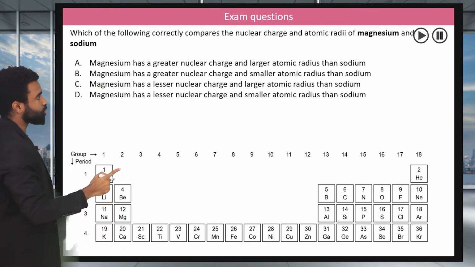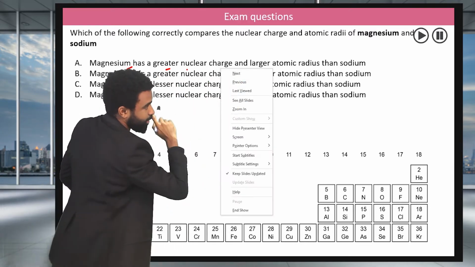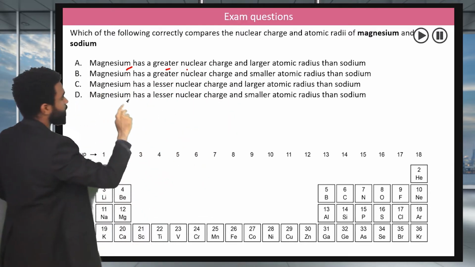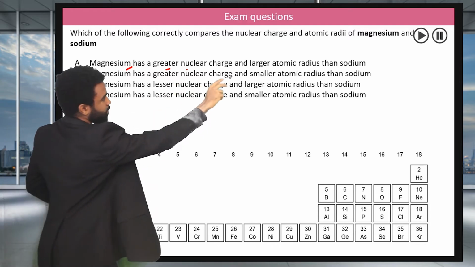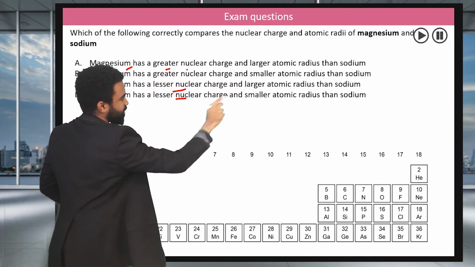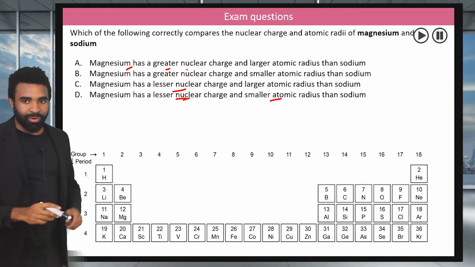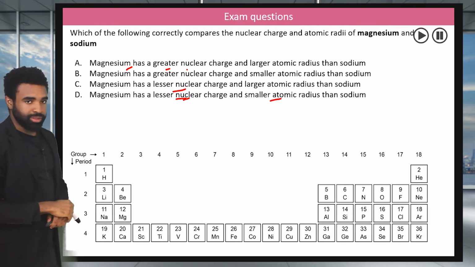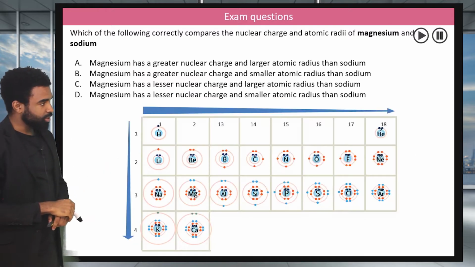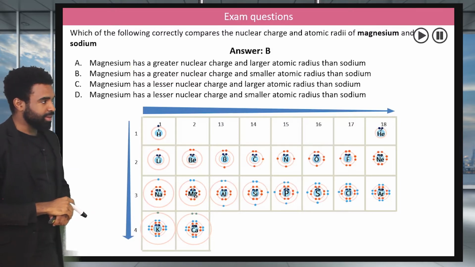I'll read through the options quickly. Magnesium has a greater nuclear charge and a larger atomic radius than sodium. Whoops. Magnesium has a greater nuclear charge and a smaller radius. Or does it have a lesser charge, larger radius, or lesser charge and smaller radius than sodium? Again, pause the video. In a few seconds, I will show you a clue. 1, 2, 3. Here's a clue. And in 3 seconds, I show you the answer. 1, 2, 3. Here is your answer.